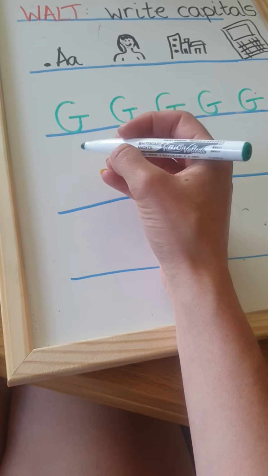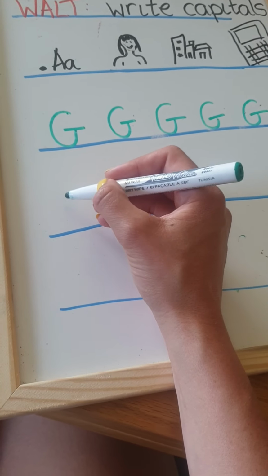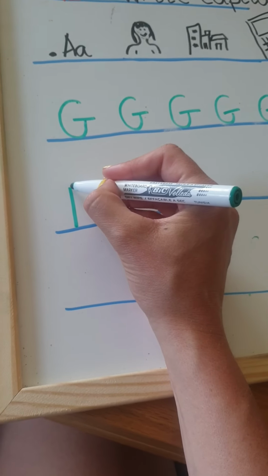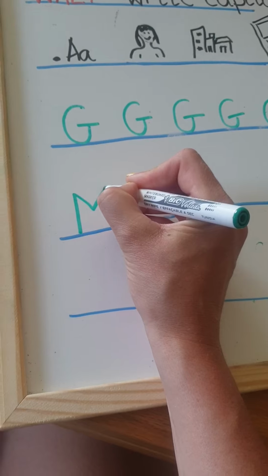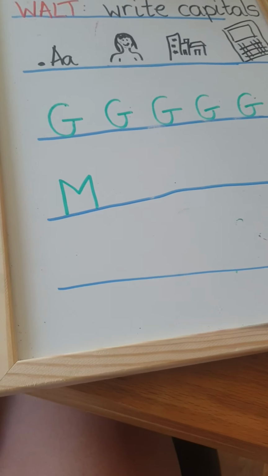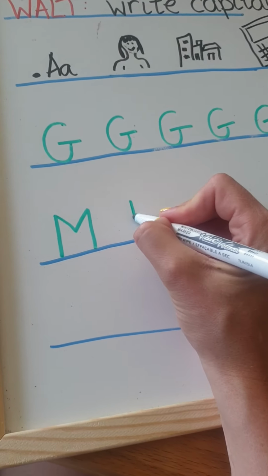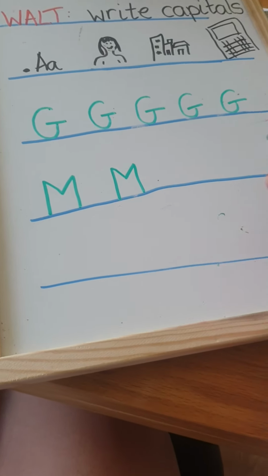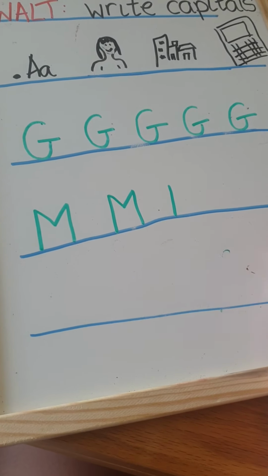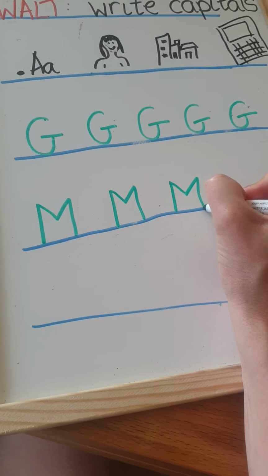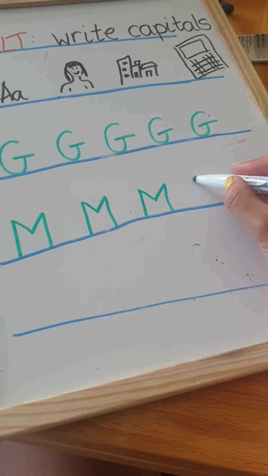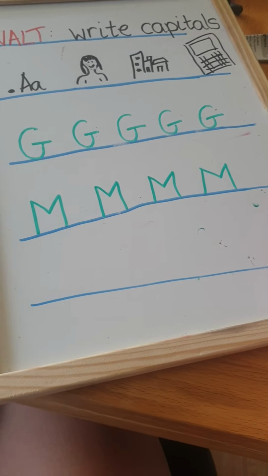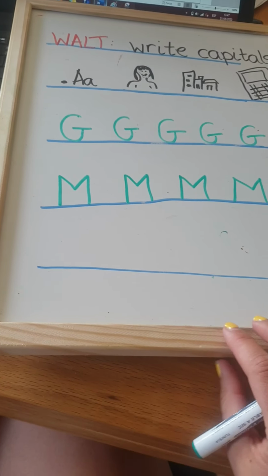the letter M. So again, it's one lift, but this time it's straight down, lift, go back to the top, down, up, down. And that's how we do a capital M. So we go down, lift, down, up, down. And do a whole line of those for me.